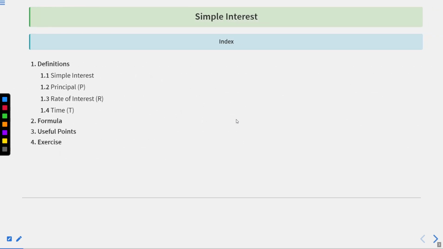In this lecture, we are going to study simple interest. In the first section, we are going to start with some definitions. So the first definition we will study is simple interest. What is a simple interest? Then we will see what is a principal, what is rate of interest, and what is time. In the second section, we will see formulas, and in the third section, we will see some useful points, and at last, we will solve some questions on simple interest.